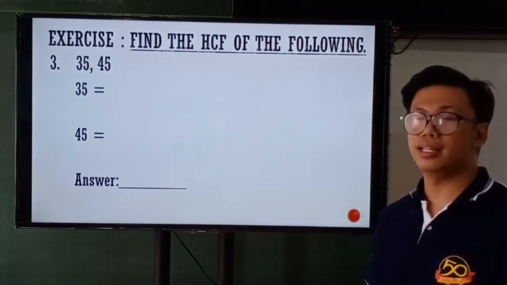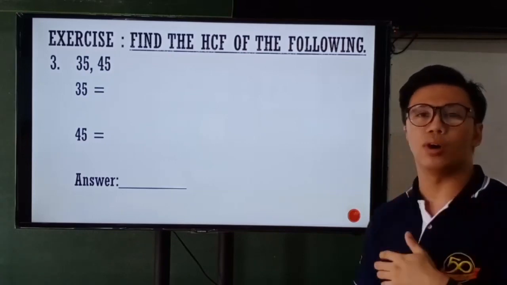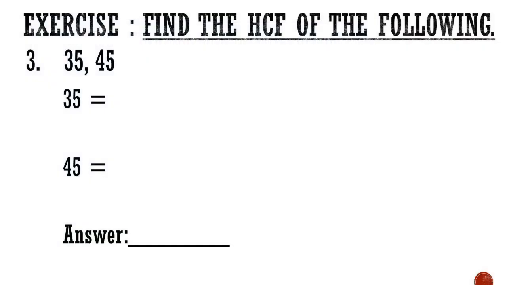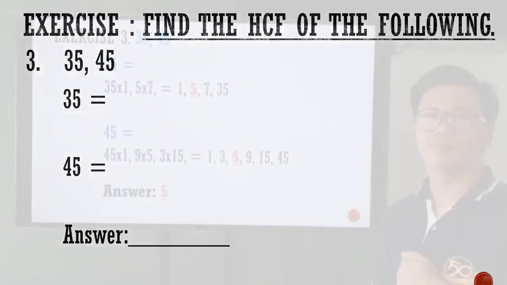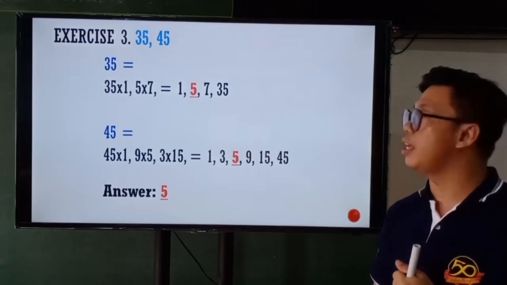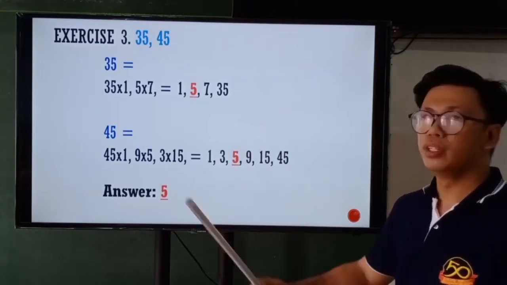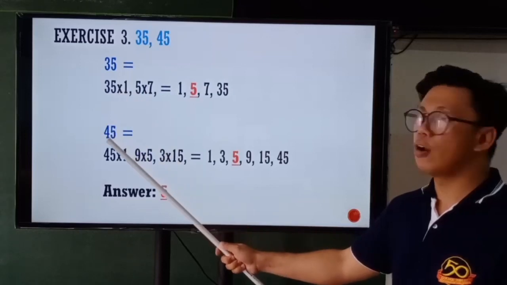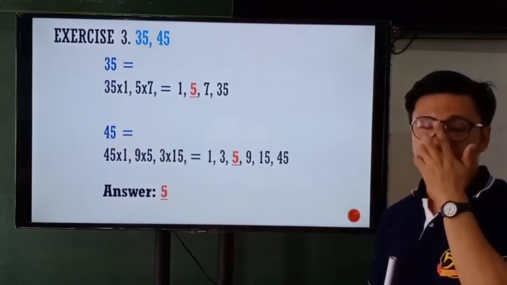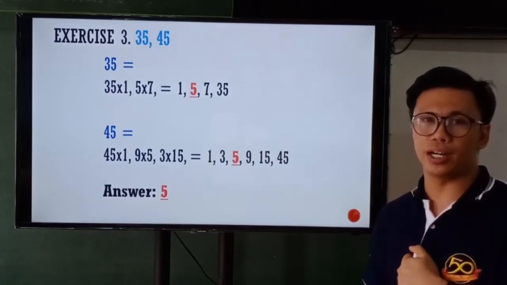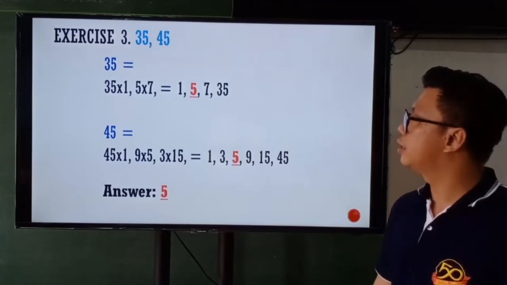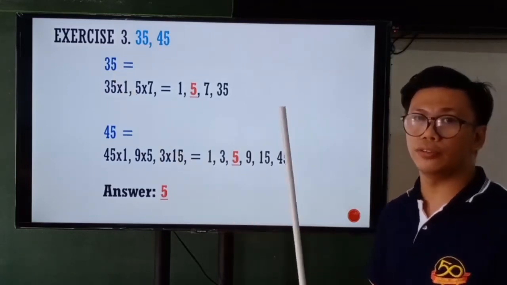So did you understand? Now, I'll give you 5 minutes to answer this. Your 5 minutes starts now. Okay, let's check your exercise number 3. So again, we have here 35 and 45. The first method is to find the common factor. So we will start with 35. So what is the factor of 35?